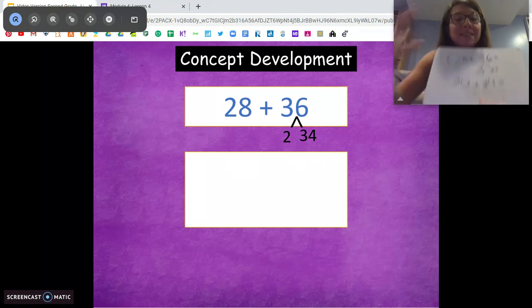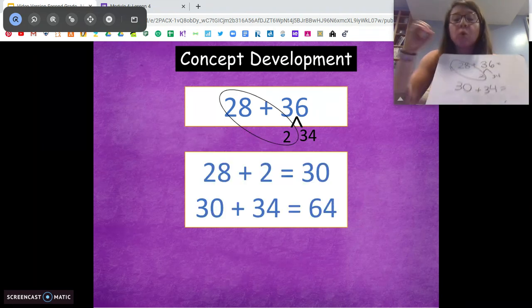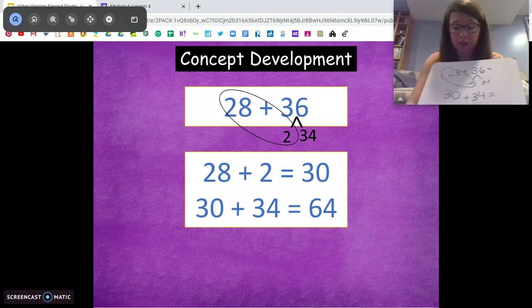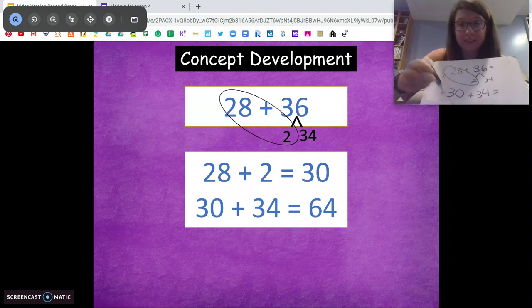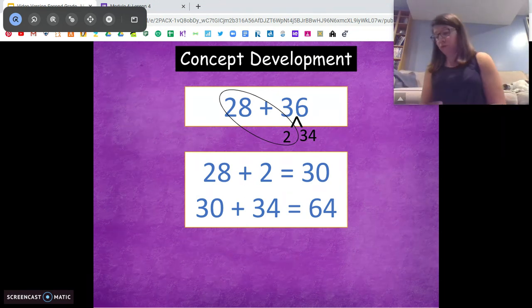Right? But they're the same thing. Because we did the same thing to both problems, we still get the same answer. This is equal to this. Okay? You're just finding ways to make 10 to make it easier for you to solve.